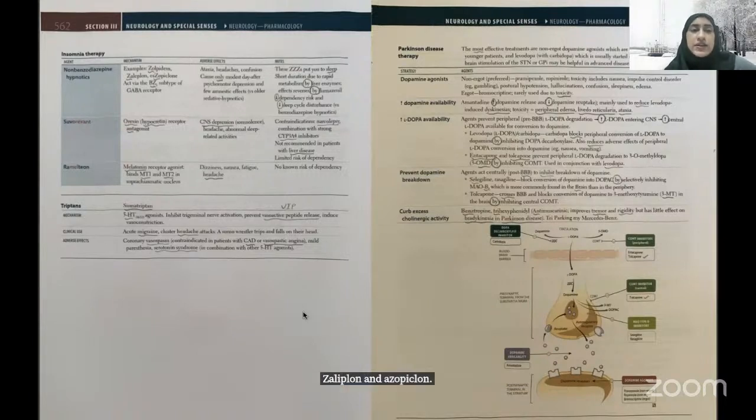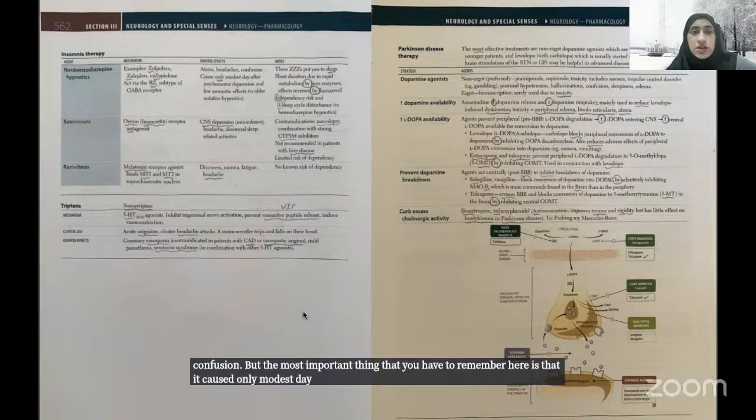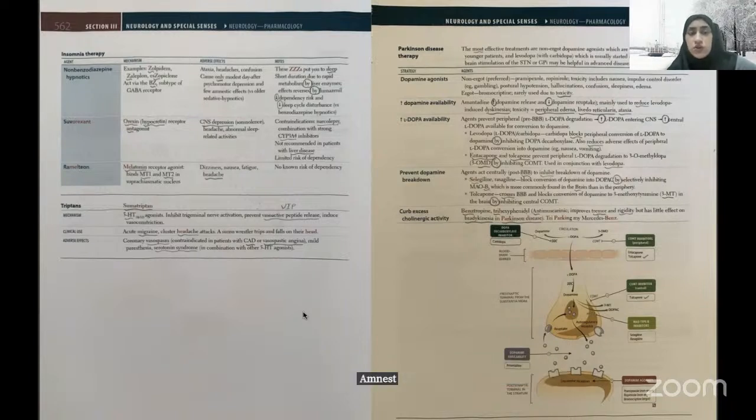They act via the BZ1 subtype of the GABA receptor. Now, the adverse effects here, we have ataxia, headaches, confusion. But the most important thing that you have to remember here is that it causes only modest day-after psychomotor depression and few amnestic effects versus the older sedative hypnotics. So even among the drugs which are hypnotics and non-hypnotics, there are a few differences that you have to remember.